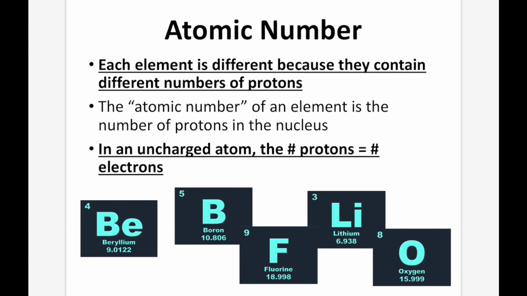The key, though, is uncharged atom. We can have things like ions, which are going to have a different number of protons and electrons, but in an uncharged neutral atom, the number of protons equals the number of electrons.